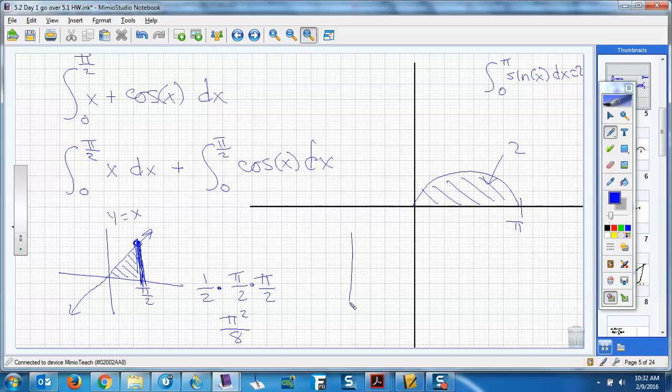Well, let's do a picture of that. So cosine looks like this. 0 to pi halves would be this piece right here. What do you suppose that area is? Doesn't that have to be 1? I mean, we have nice symmetry on sine and cosine, right? That's got to be half of this hump, right? So it's got to be 1. So that area's got to be 1. So pi squared over 8 plus 1.